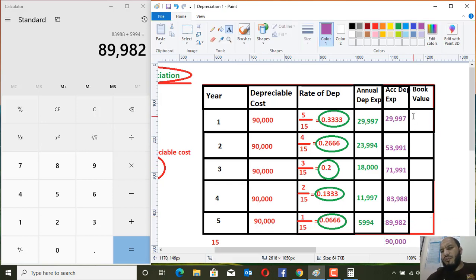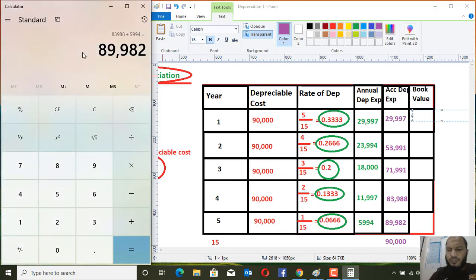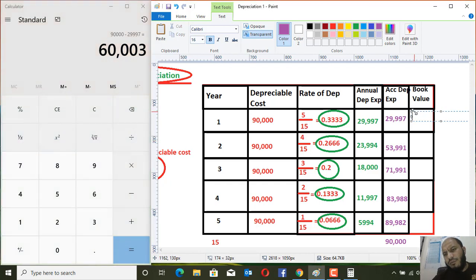So how do we find the book value? See dear students, we had 90,000 as the cost, and from it we deduct the accumulated depreciation expenses. Here we had accumulated depreciation expenses of 29,997, and we had 90,000 as the cost. When we deduct 29,997 from this 90,000, the remaining book value is 60,003 rupees.